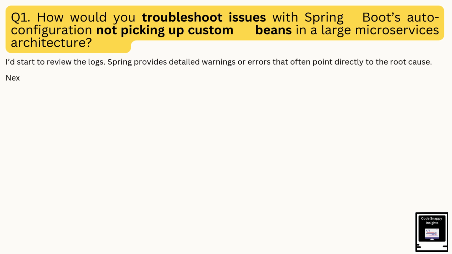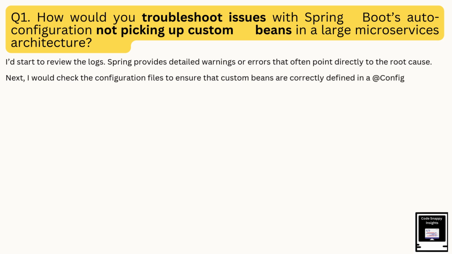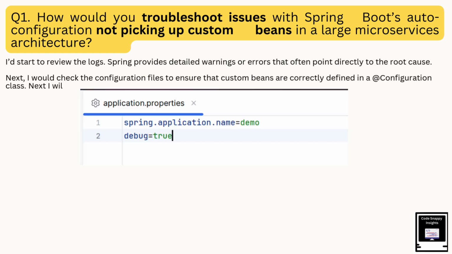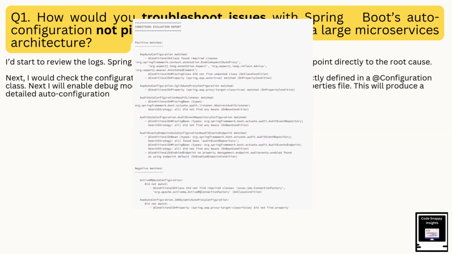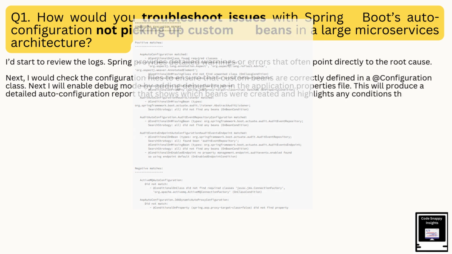Next, I would check the configuration files to ensure that custom beans are correctly defined in the configuration class. Next, I will enable debug mode by adding debug=true in the application.properties file. This will produce a detailed auto configuration report that shows which beans were created and highlights any condition that failed.